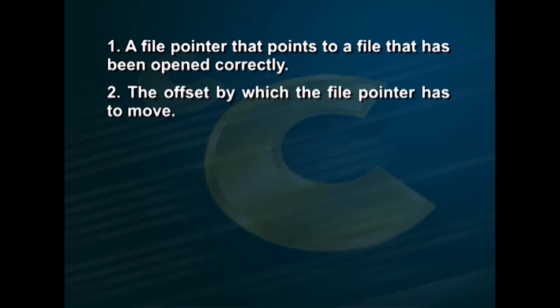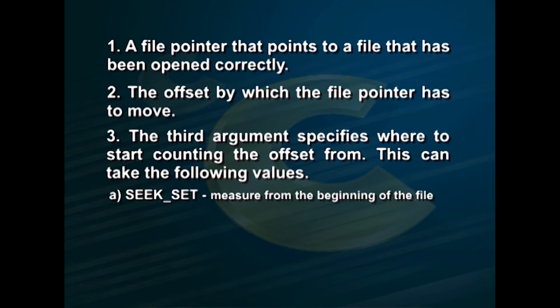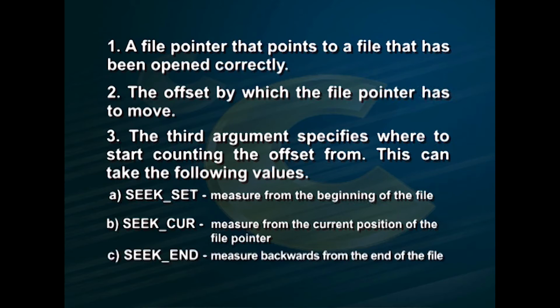In case of a file of records, this can be computed as the desired record number multiplied by the size of each record. 3. The third argument specifies where to start counting the offset from. This can take the following values. One is SEEK_SET, which indicates measure from the beginning of the file. Second is SEEK_CUR, which says measure from the current position of the file pointer. Third is SEEK_END, which says measure backwards from the end of the file.